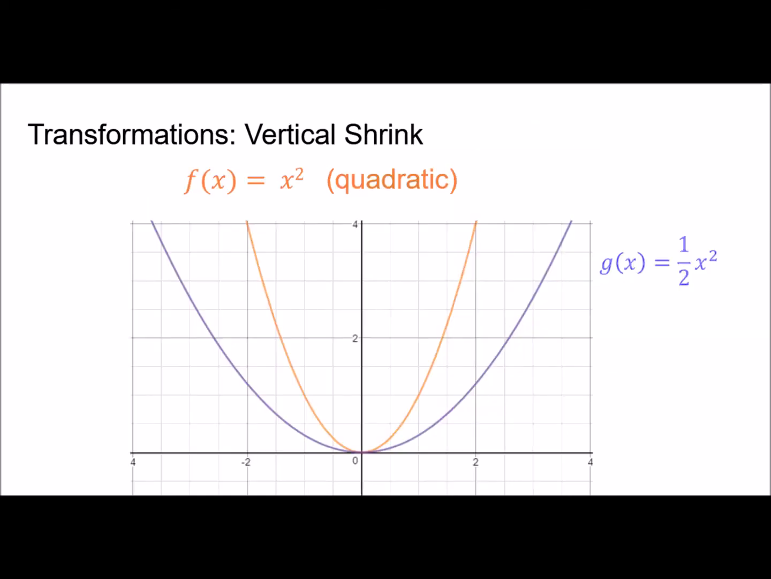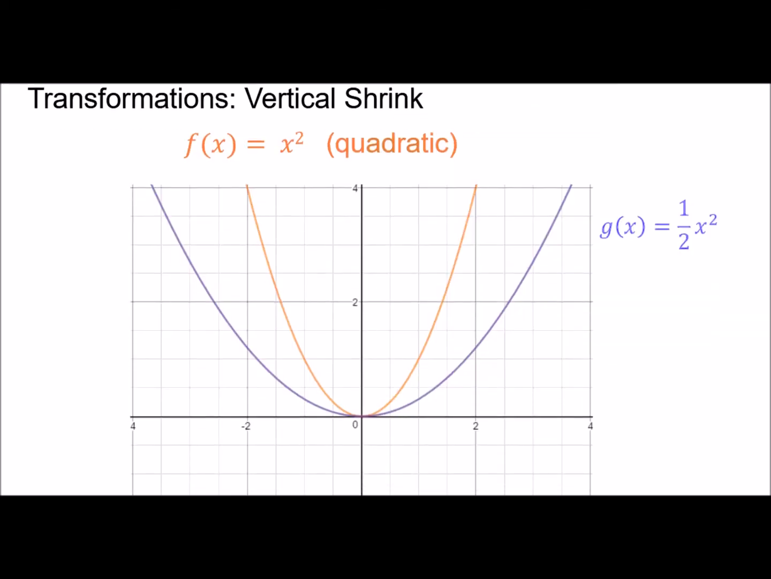So you can guess that with a vertical shrink, I'm back on track, it's all good, we're going to multiply by 1/2. Now it's not necessarily that I'm multiplying by a fraction, because 3/2 is a fraction. It's whether or not I'm multiplying by something bigger than 1 or smaller than 1, but still positive.